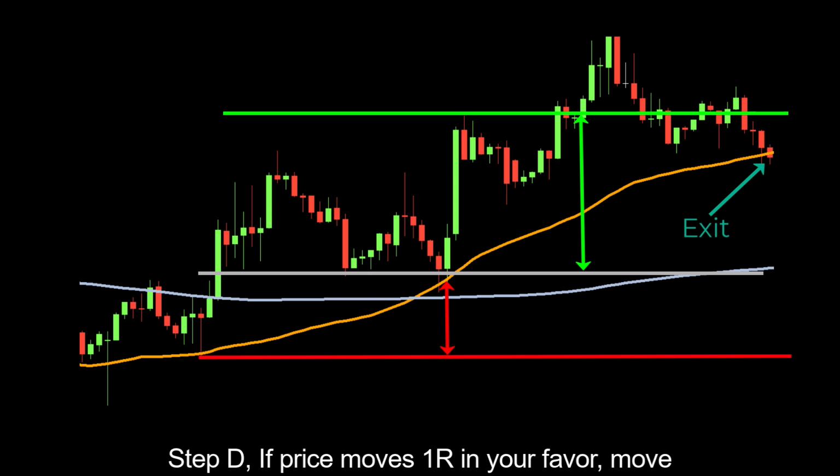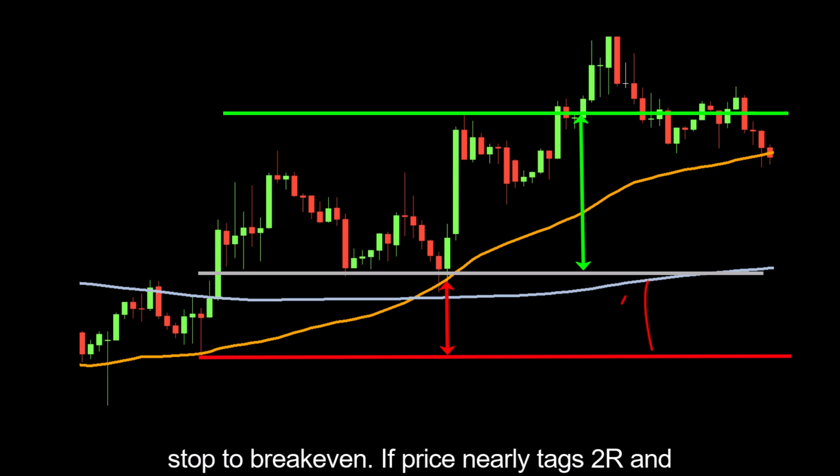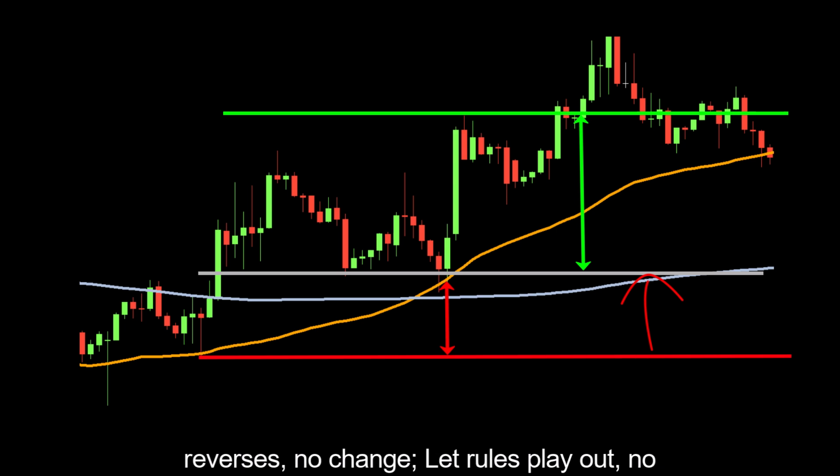Step D. If price moves 1R in your favor, move stop to break even. If price nearly tags 2R and reverses, no change. Let rules play out. No adding to the position. One trade per signal block.